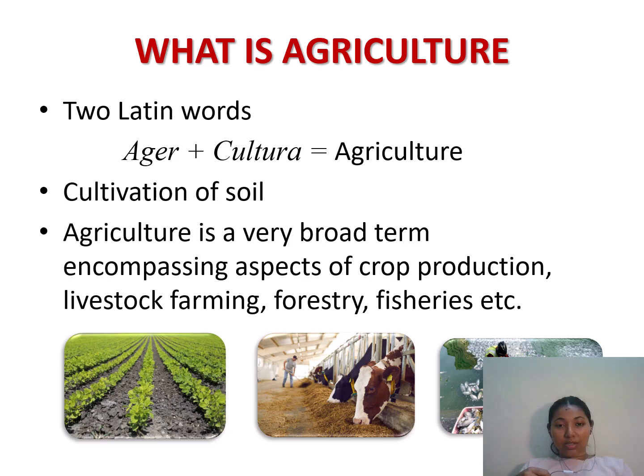In a simple definition, we can say that agriculture is a very big term which covers all sides of crop production, animal rearing or livestock farming, forestry and fisheries. I will explain all these topics in the later slides thoroughly. For the definition, you can remember that agriculture is a very big term which covers crop production, livestock farming, forestry, fisheries, and many more. In livestock farming, for example, you can say poultry rearing, goat rearing, sheep rearing, like that. So the next slide.